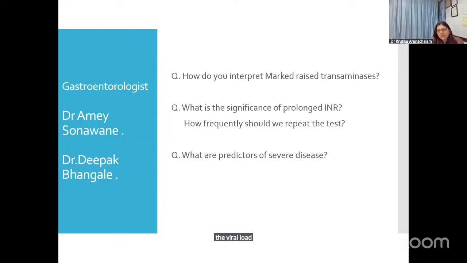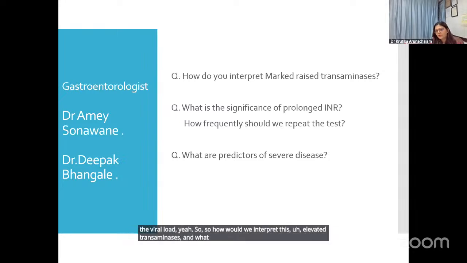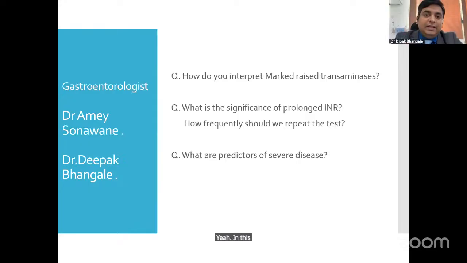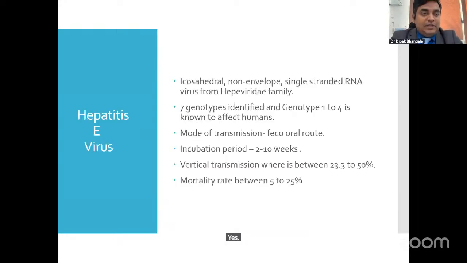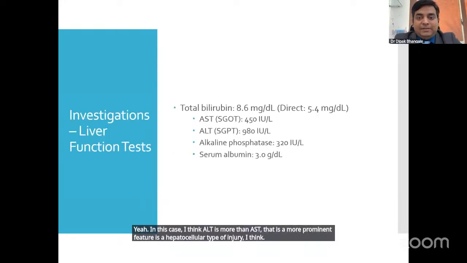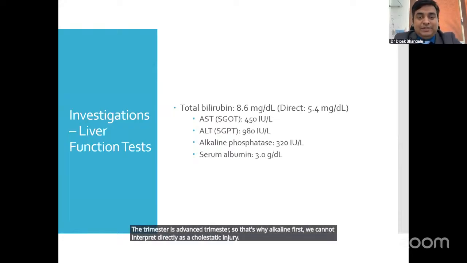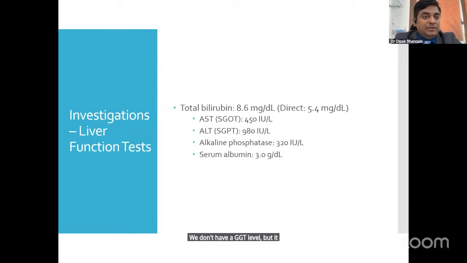So how would we interpret these elevated transaminases, and what is the significance of the prolonged prothrombin time, INR? In this case, ALT is more than AST, which is a more prominent feature of the hepatocellular type of injury. It is an advanced trimester, so we cannot interpret alkaline phosphatase directly as a cholestatic injury. We don't have a GGT level, but it looks like a hepatocellular injury.